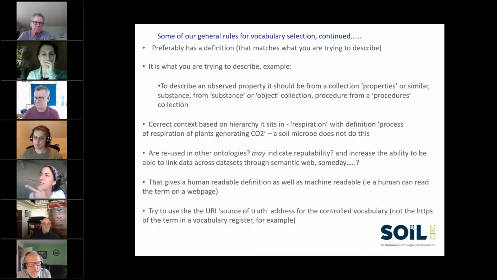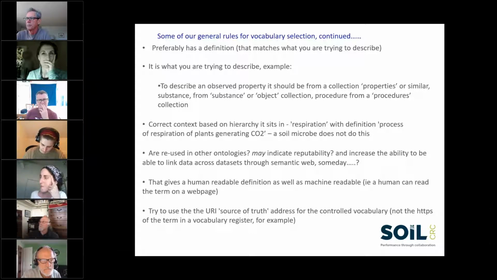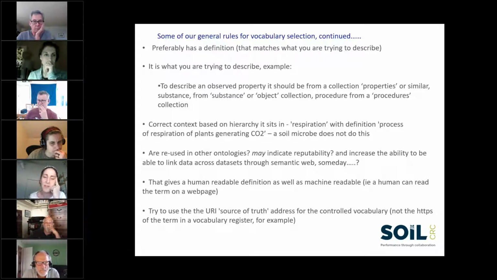And the next point, as I said before, is the context, so where it sits in the hierarchy. We find that we just have to flip back through and make sure that it makes sense when we select our terms. So, for example, respiration. If it's got a definition that it's the process of plants generating CO2, then we don't apply that because we're trying to describe what microbes are doing. So a lot of the terms we're finding are plant specific.